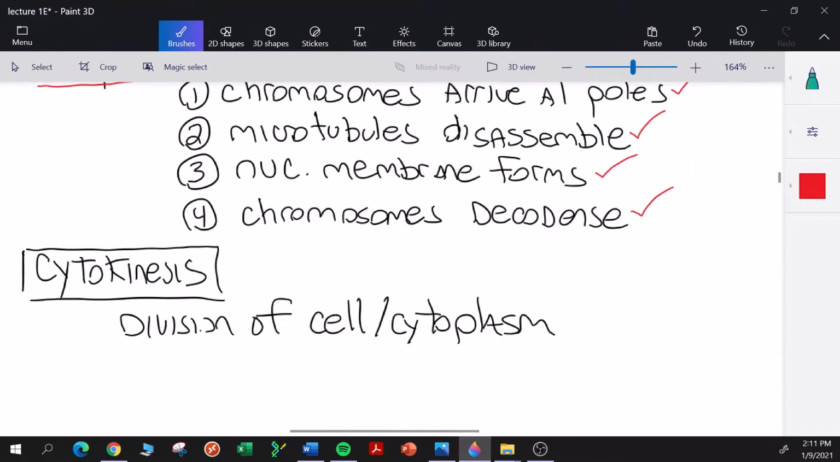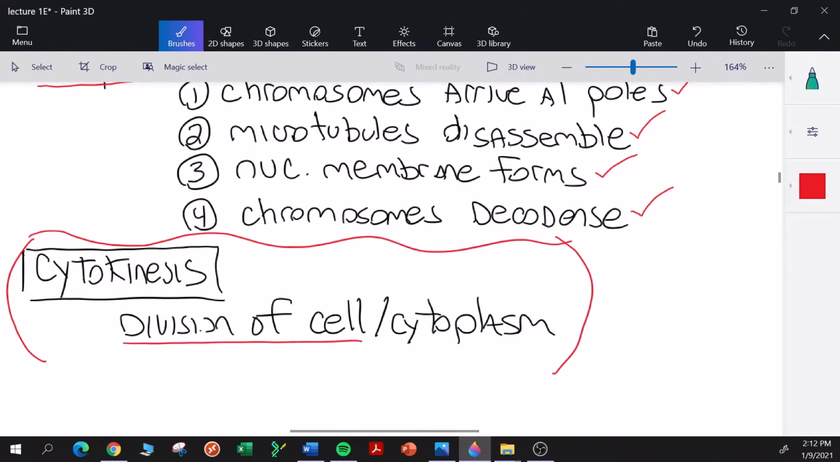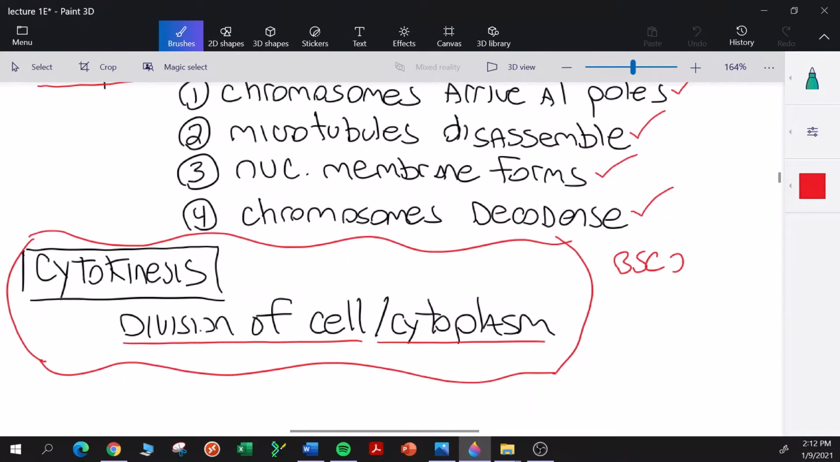Now, after this, cytokinesis can happen. Many textbooks separate cytokinesis, which is division of the cell or division of the cytoplasm. They treat it separately from mitosis, and that's what we do in this course. We will leave cytokinesis, division of the cytoplasm, division of the cell, which occurs after mitosis, to cell biology, BSc 203. Okay, now let's take a look at each of these stages in more detail.